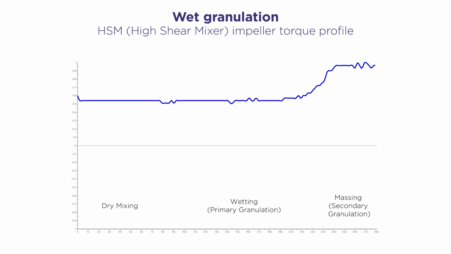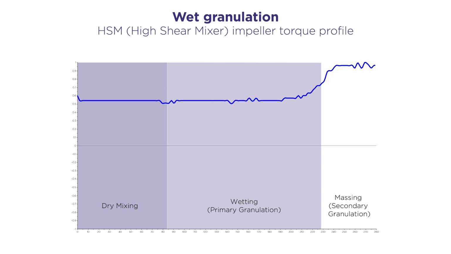One of the most used devices for the endpoint determination in high shear is the torque meter, mounted directly onto the impeller drive shaft. This method measures the impeller torque in Newton meter in real time by correlating the measurement to the granule growth.